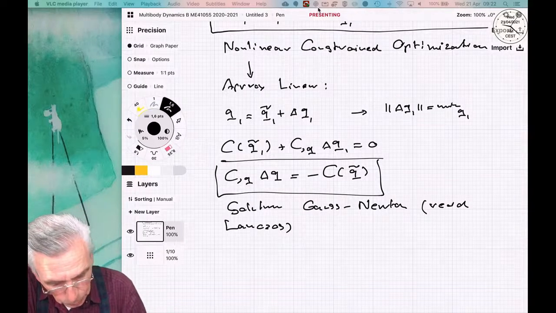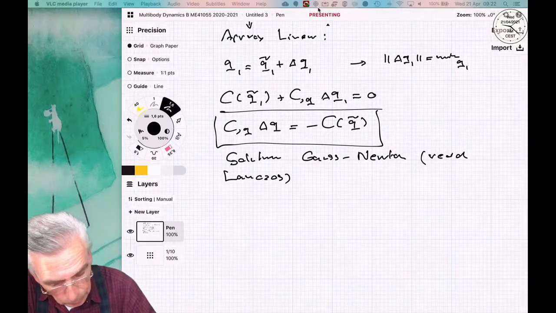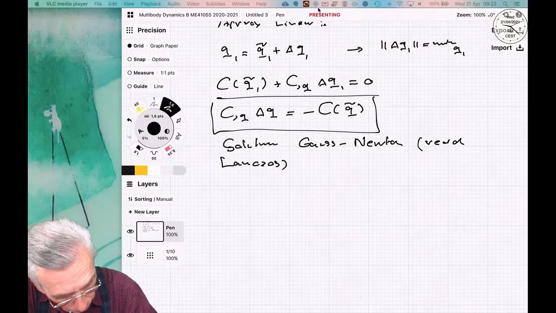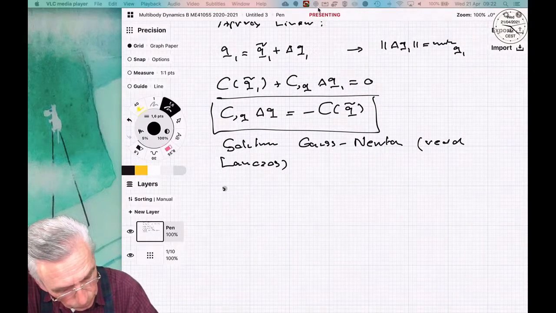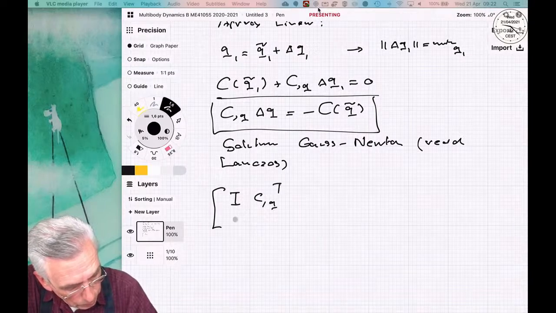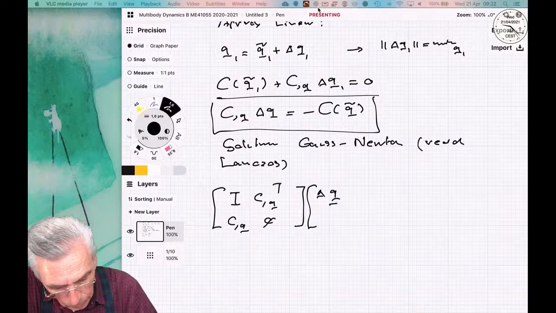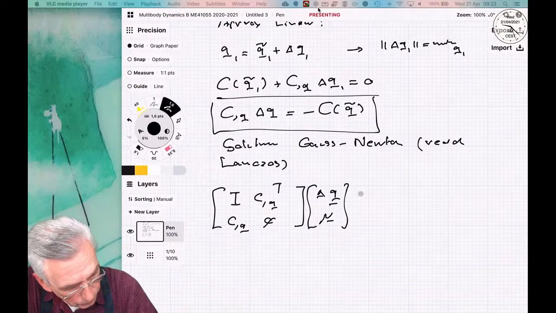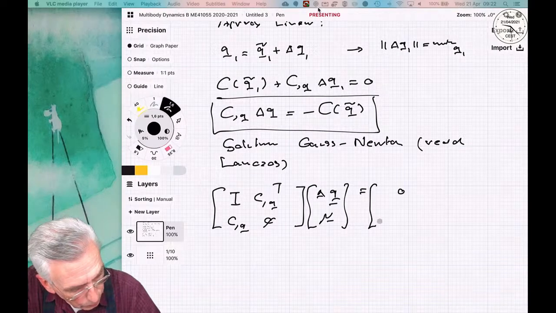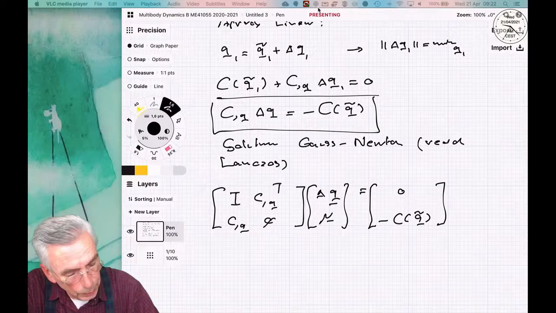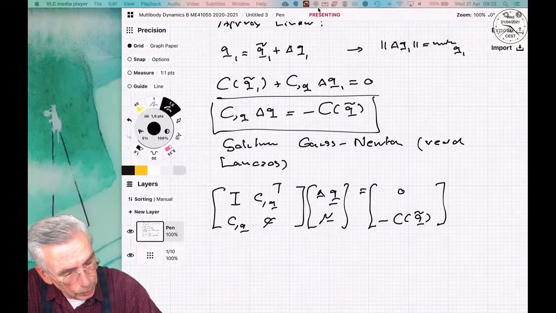But I'll give you the solution to that, and it's what equation do we get? Well, we get the following one: I, C transpose, C, zeros, times delta Q and mu. On the right hand side we have zeros and minus C of Q tilde. So that is the solution to our problem. This minimizes this distance under this constraint.